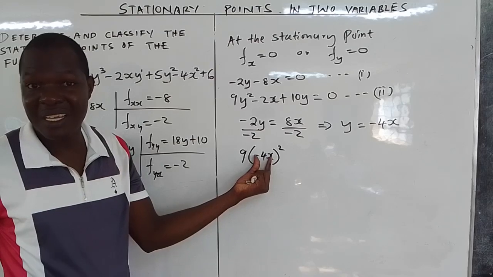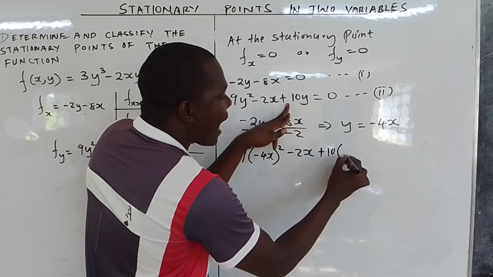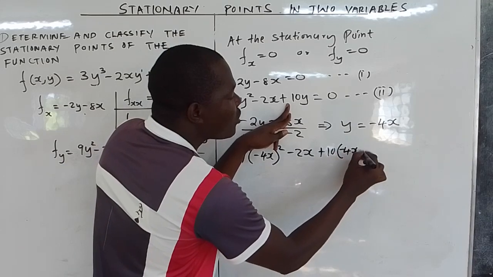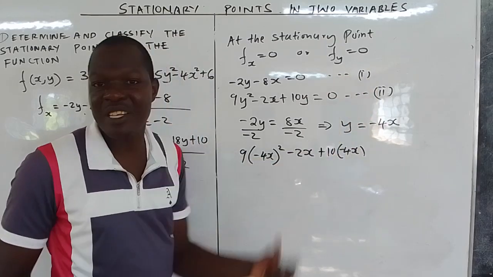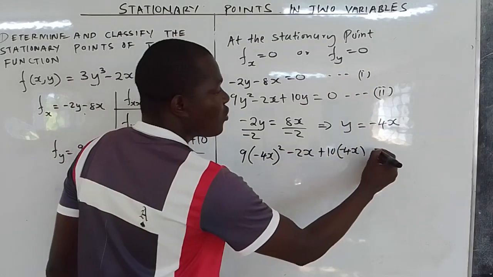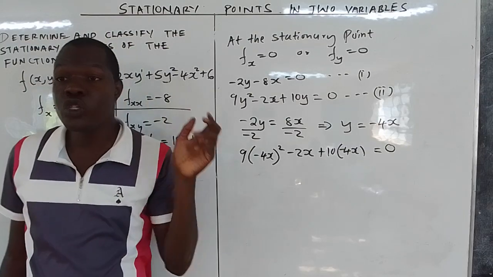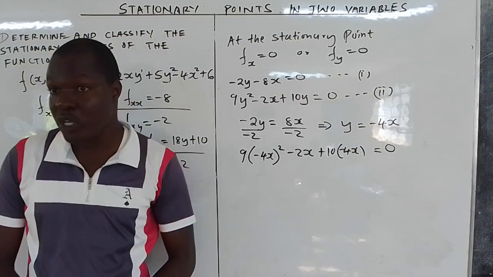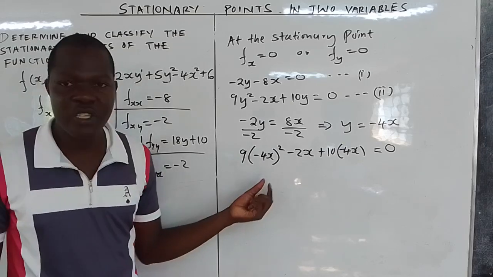Is that understood? Yes. Then it is minus 2x plus 10y. Anywhere we see y, we put negative 4x. So it is 10 into y. But y is negative 4x from the first equation, isn't it? So through substitution, we are able to eliminate y, isn't it? Is that okay? So can we now simplify?